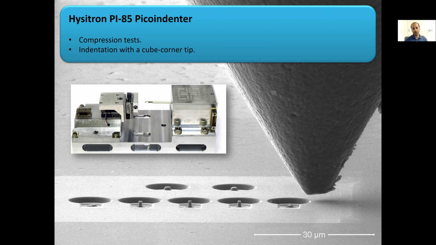newer capabilities of our system is the ability to do compression and indentation tests. So we have a Hysitron PI 85 PicoIndenter, which is available, which can be loaded on our stage. And you can produce pillars in your sample using the ion beam. This would be done at a separate time. You would produce pillars that you can then come in and compress with this indenter. So this is a new capability we have, and highly unique, I believe. So this needle, or this compression tip, would be moved around and moved to each individual pillar, and you can do compression tests.